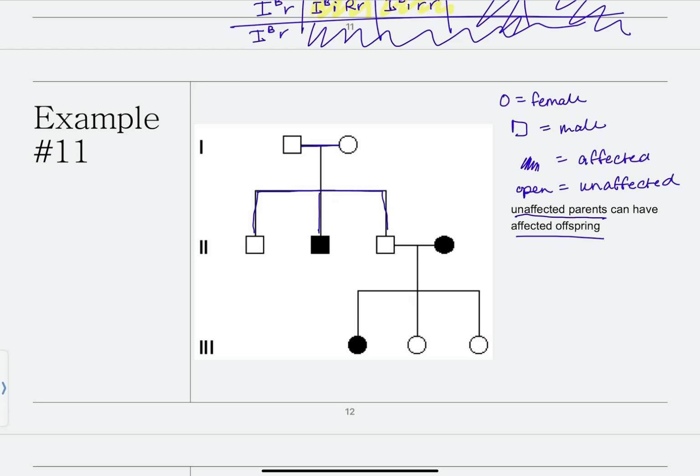And then this particular offspring, this open square, had a union with this affected female, and they went on to have 3 girls. Oh man, that poor mom. Okay, so again, your goal is to determine what the genotypes are for each of these individuals. So I start with the affected, and then I usually work from the bottom up. That's just how my brain works, but you can work from the top down. That's totally up to you.